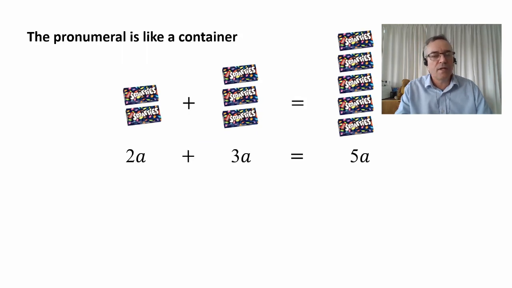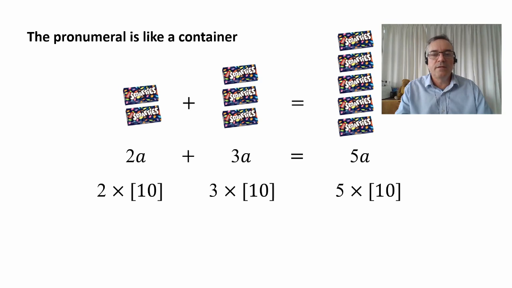So the pronumeral is like a container, and we built our first algebraic expressions by thinking about what would happen when we added these containers together. And we were able to make statements like 2a plus 3a is 5a.